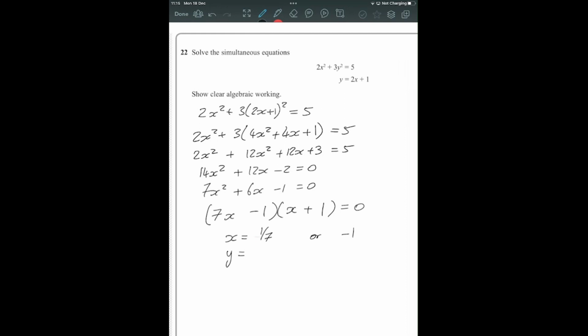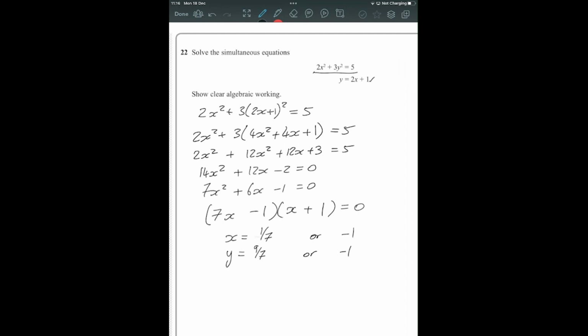Using y equals 2x plus 1, 2 lots of a 7th plus 1 is 9 sevenths. 2 lots of negative 1 plus 1 is negative 1. And it's a good habit with simultaneous equations to sub into the other equation to check if they're right. We used that one to find these two values. So let's type into our calculator with that second one.